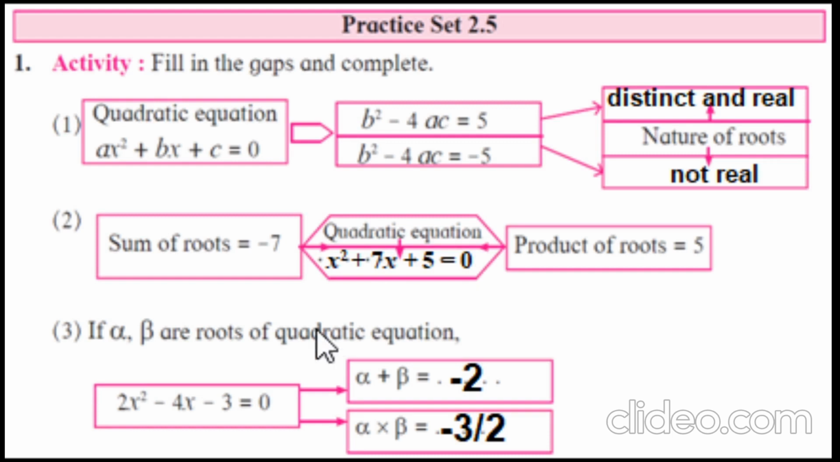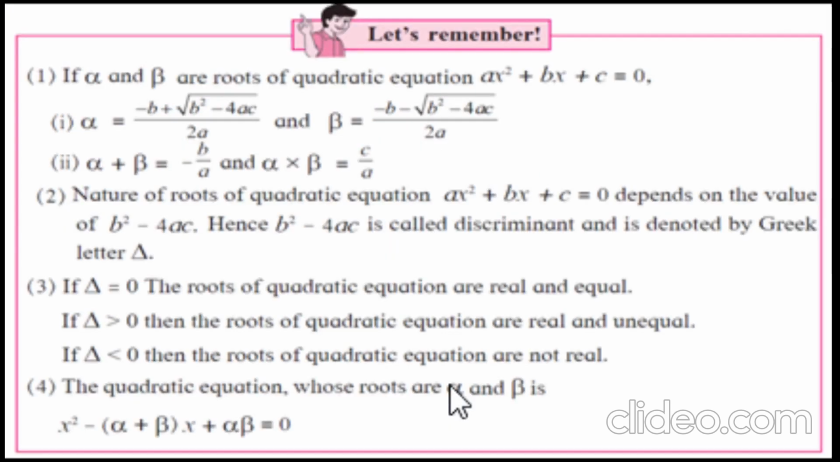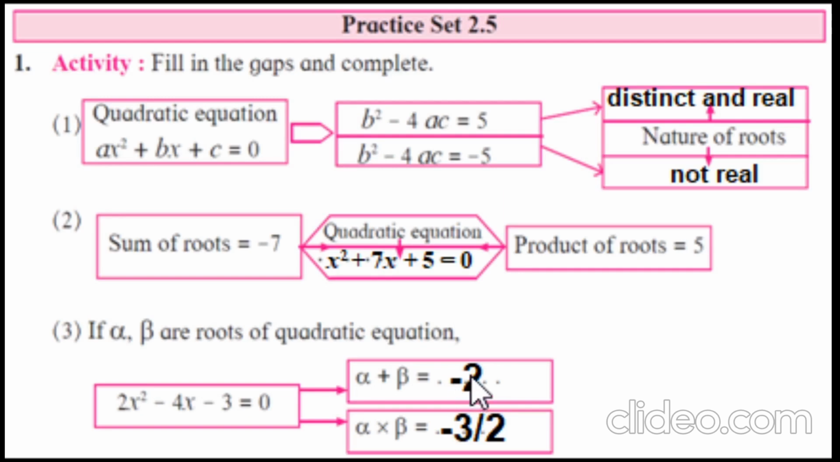Then question number 3. If alpha, beta are roots of the quadratic equation 2x square minus 4x minus 3 is equal to 0, alpha plus beta is equal to minus b upon a. It should be minus b upon a, that is minus of minus 4 upon 2, so it is positive 2, there is a typing mistake. Minus of minus 4 upon 2 is equal to 2. Then alpha into beta is equal to c upon a, that is minus 3 upon 2.